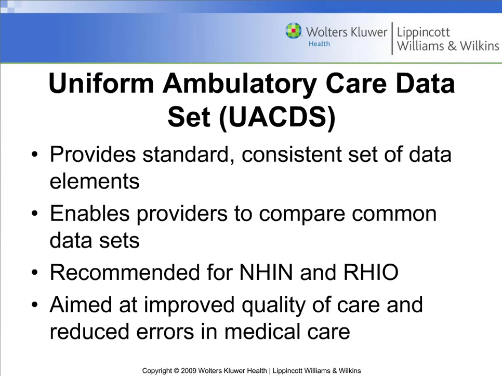All right, so the Uniform Ambulatory Care Data Set, the UACDS, this is what I was sharing with you earlier, where this provides a standard, consistent set of data elements that are captured to code. It enables the providers to compare common data sets across the United States, basically. It is recommended for the National Health Information Network. It is aimed at improved quality of care and reduced errors in medical care.